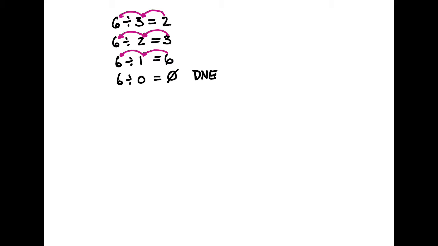Now let's do the same thing with the 0 in the front. So 0 divided by 6 equals 0. Is that true? Let's double check it. 0 times 6 does equal 0. Yes. So 0 first is okay, but 0 second is not okay.